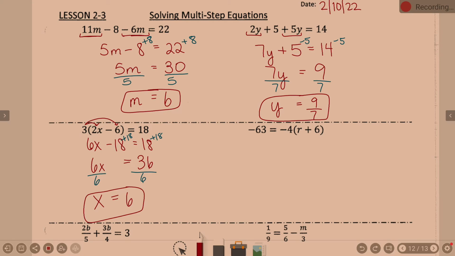Okay, on the right problem, we start distributing. 4 times r, we're going to have to distribute now. If you're hesitating because you don't like all this stuff being on the left, we talked yesterday, can we go ahead and flip the equation? Yes, we can. So if I prefer, I'd rather say negative 4 times r plus 6 equals negative 63.